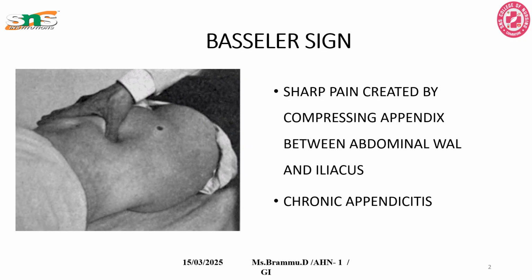A patient is having severe sharp pain upon compressing between the abdominal wall and the iliac region, where you can see here the examiner is palpating just below the umbilical region, with the thumb onto the right as well as onto the left. So it is the compression of the appendix between the abdominal wall and the iliacus, which produces severe sharp shooting pain, which we call Blasser's sign.